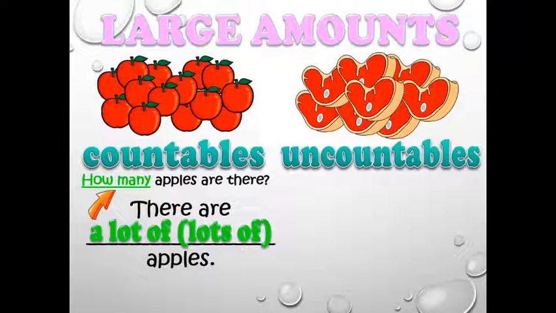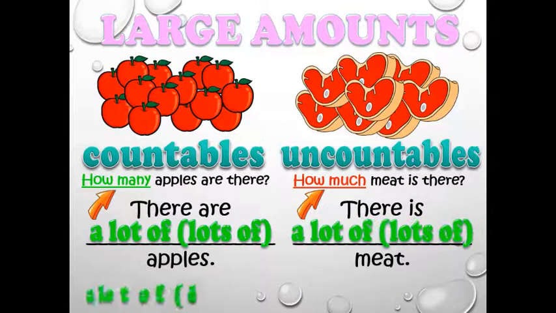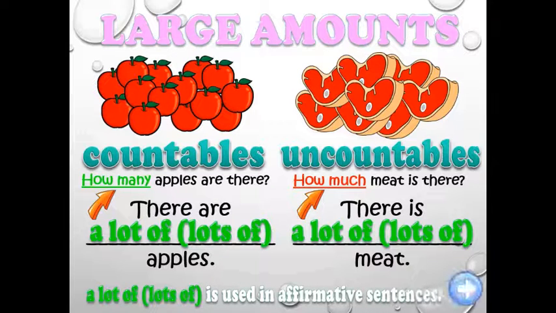The same words a lot of and lots of are used even for uncountable nouns, but be careful when you ask the question. For uncountable nouns, you are not going to use how many, but you are going to use how much. How much meat is there? There is a lot of meat. So the difference is that how many is for countable nouns and how much is for uncountable nouns.